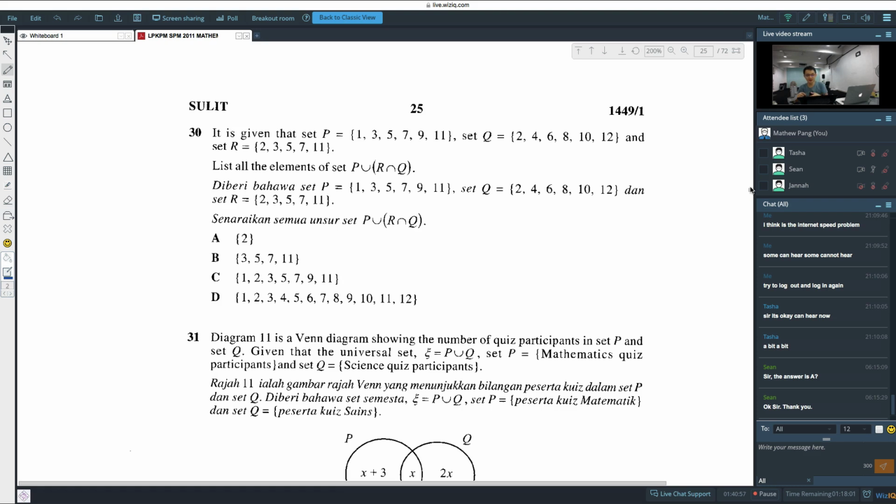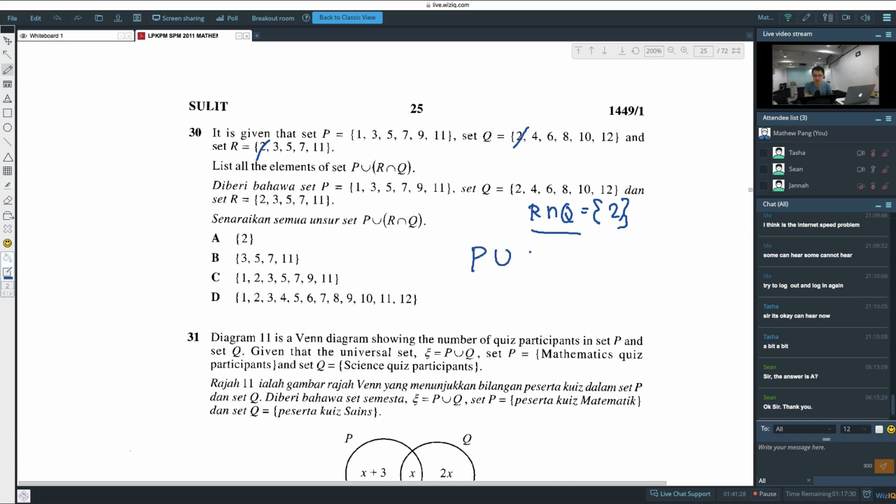You have set P, set Q and set R. List all the elements for P union R intersect Q. I will do R intersect Q first. We find out all the values. R and Q both have 2, so 2 yes. They do not have 3, 5 or 7, so only a 2 here for R intersect Q.